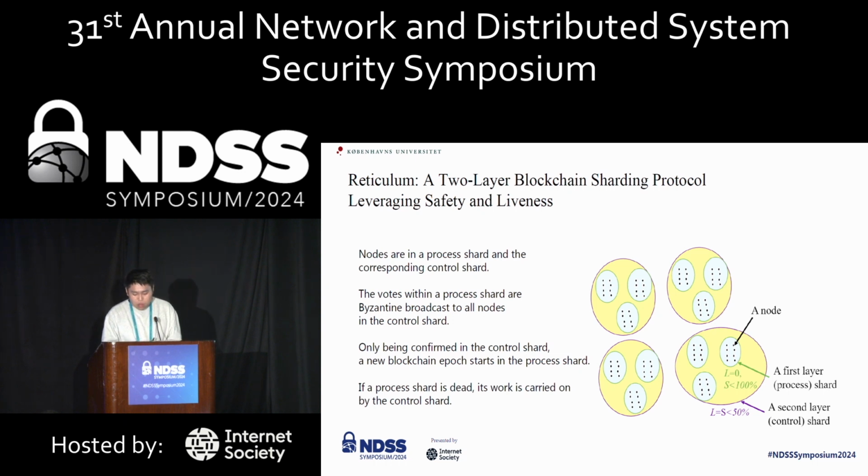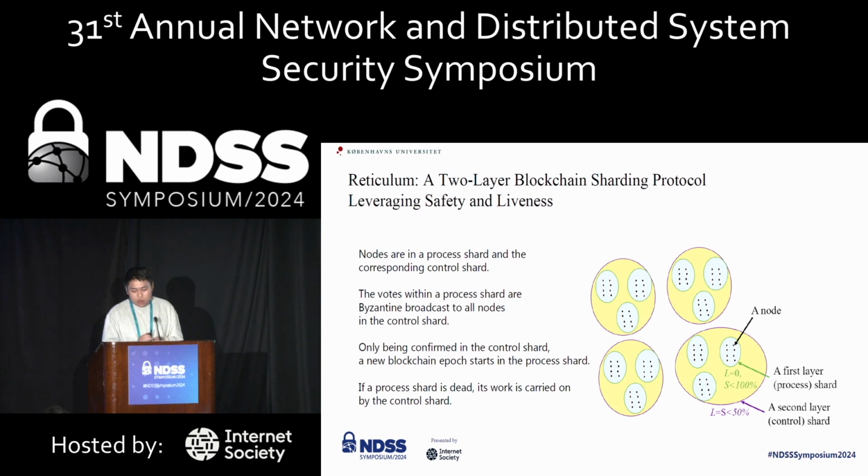So the rules are simple. If a block does not receive the unanimous vote within the process shard, then this block is transmitted to the control shard for additional voting. And how do we know if the block received the unanimous vote or not? We use the Byzantine broadcast, which ensures that if a vote is broadcasted, then all honest nodes will receive and acknowledge the vote, right?